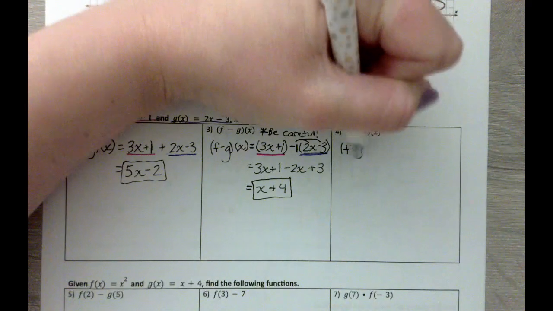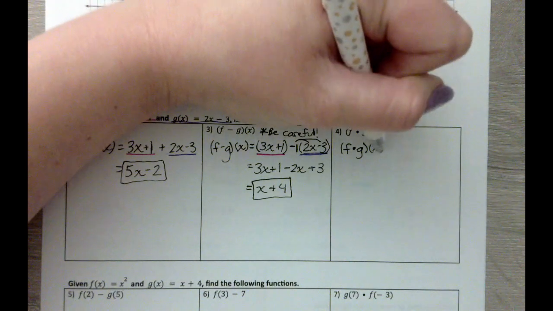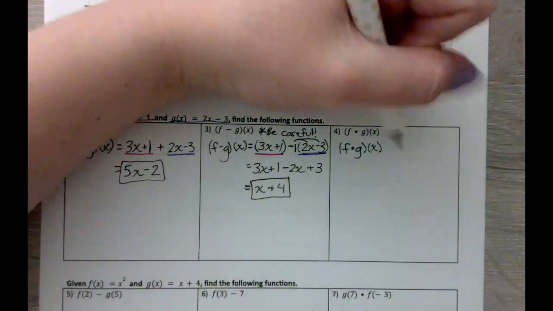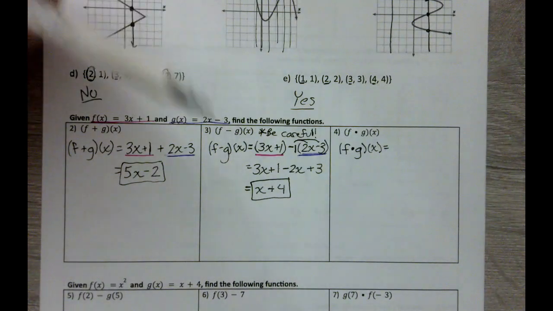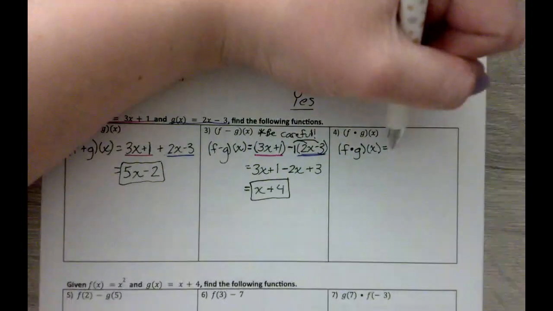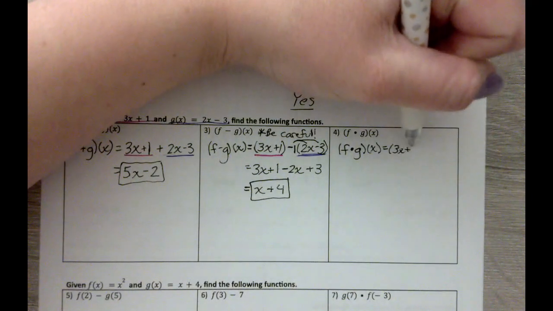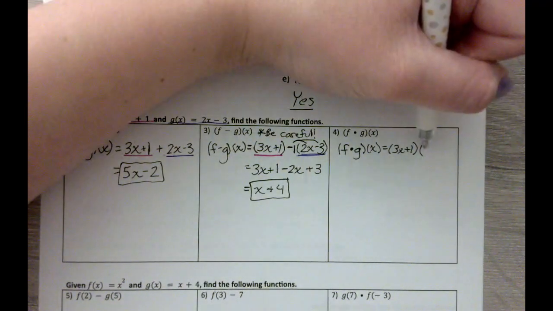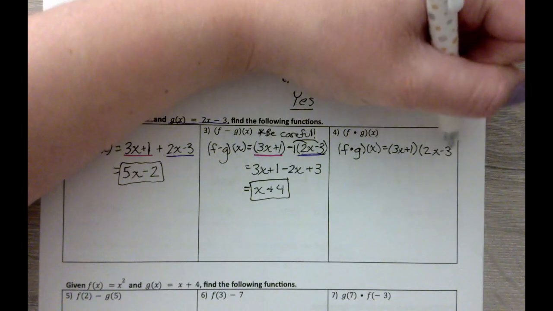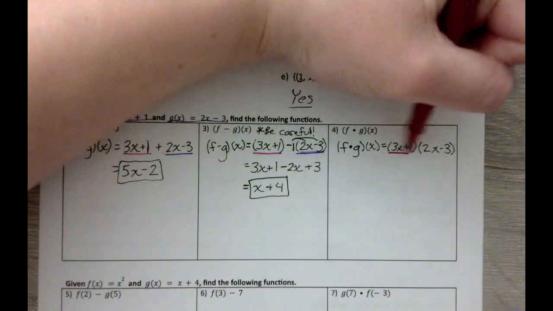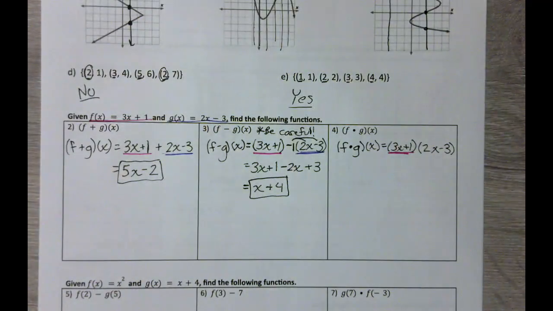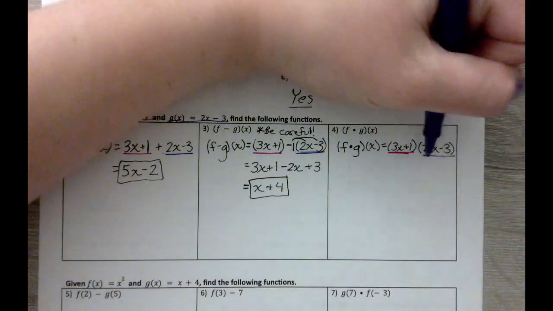F times g of x. So multiplication, I am definitely going to use parentheses here, and I'm just going to write them next to each other. 3x plus 1 times 2x minus 3. Again, this is my f of x. This is my g of x.